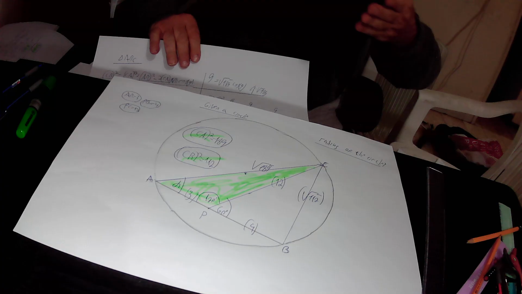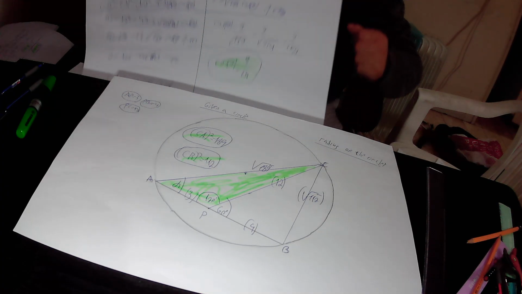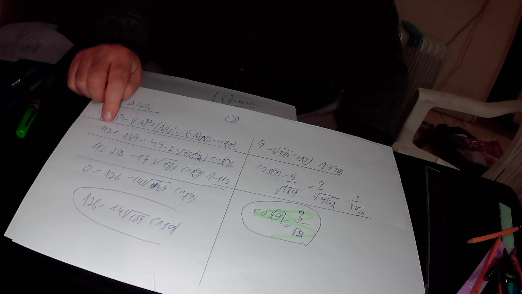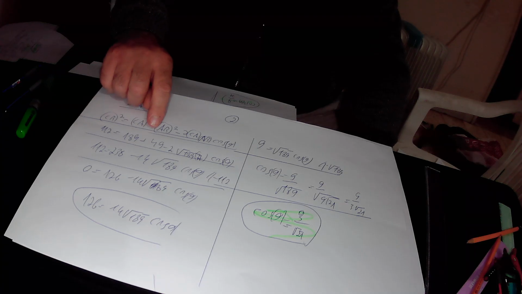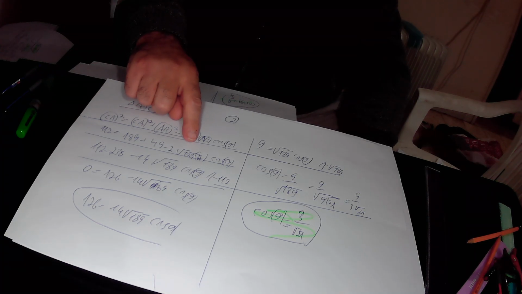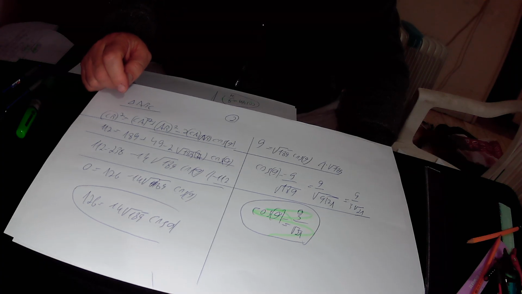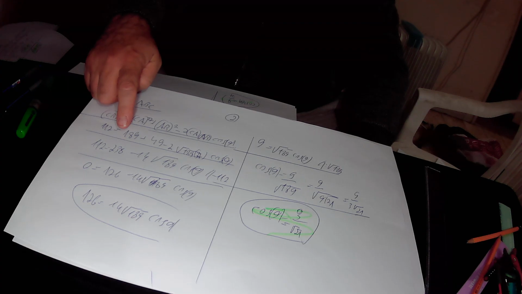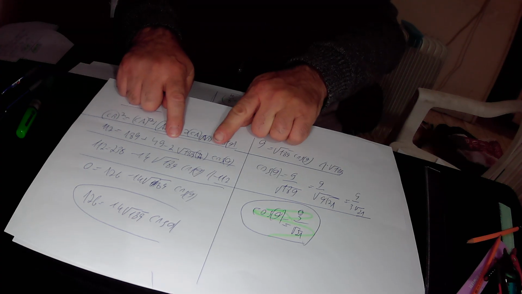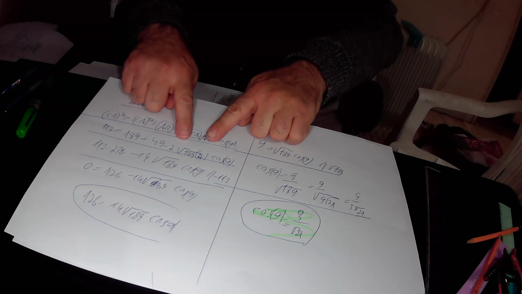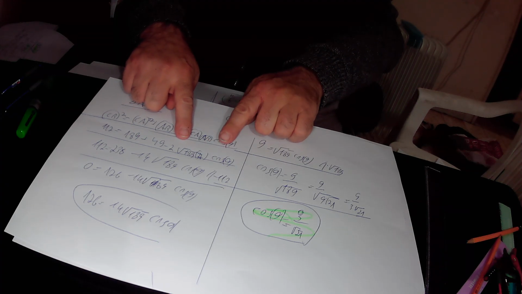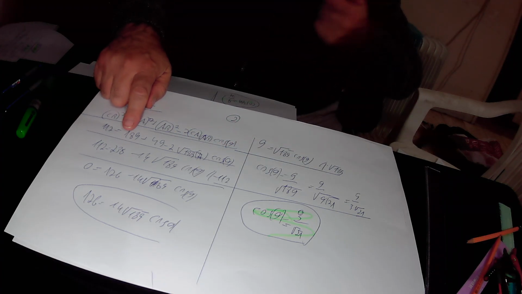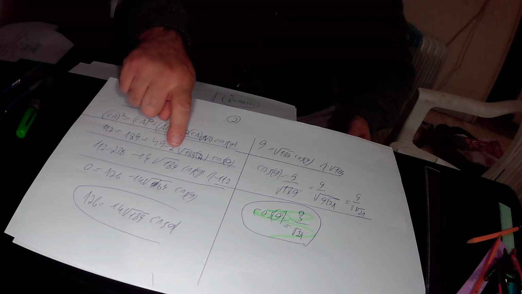So in total, according to the law of cosines in this triangle ABC, 112 equals 189 plus 49 minus 2 times the square root of 189 times 7 times cosine alpha. 189 plus 49 is 238, so 112 equals 238 minus 2 times 7, that is minus 14, times the square root of 189 times cosine alpha.